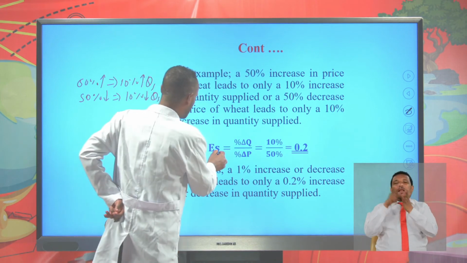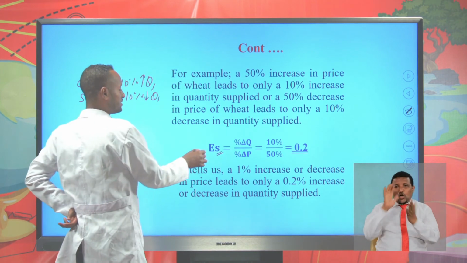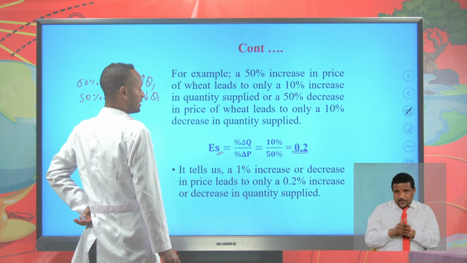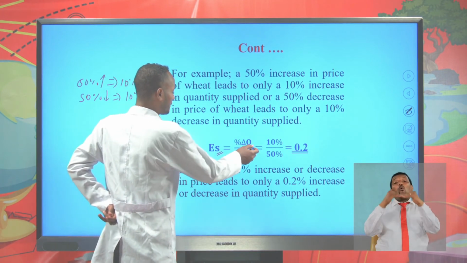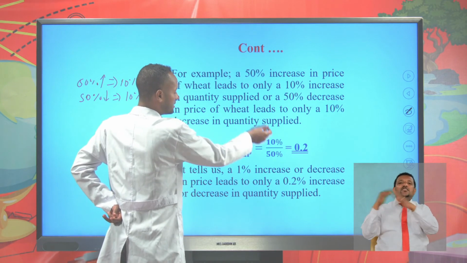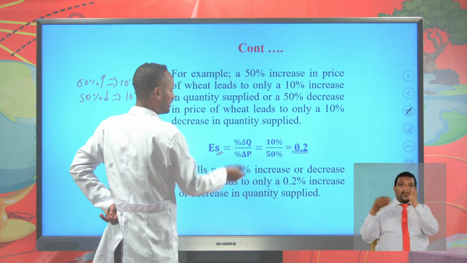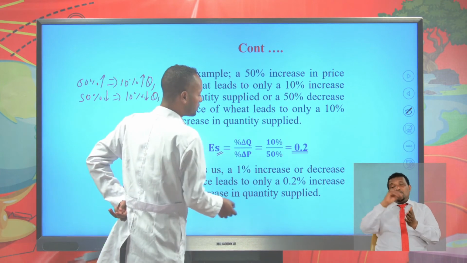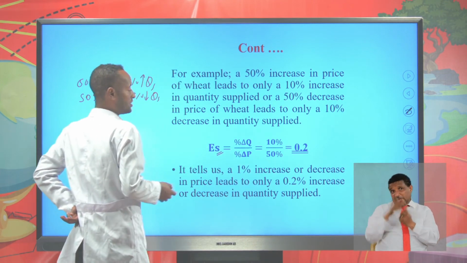Mathematically, the price elasticity of supply is calculated by dividing the percentage change in quantity supplied by the percentage change in price. From this example, a 10% increase or decrease in quantity supplied is caused by a 50% increase or decrease in price, which gives 0.2.